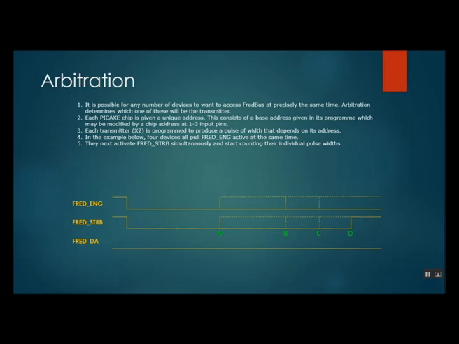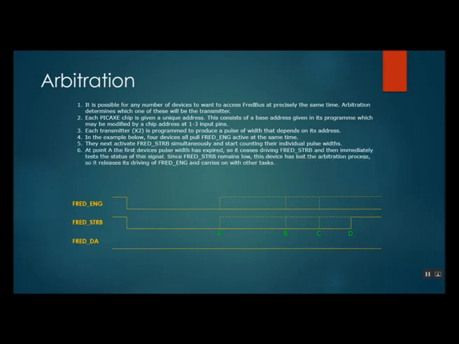If they've done that, they will also drive the strobe signal simultaneously, and each of them will start counting their individual pulse widths. This is the start of the arbitration process, and the first chip will end that at point A when its timer has expired.